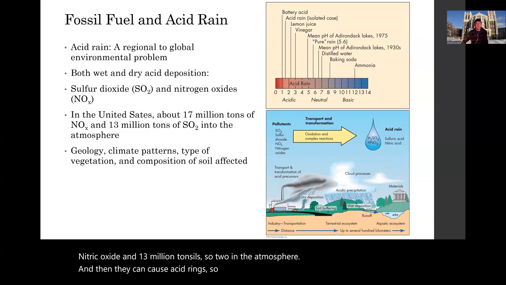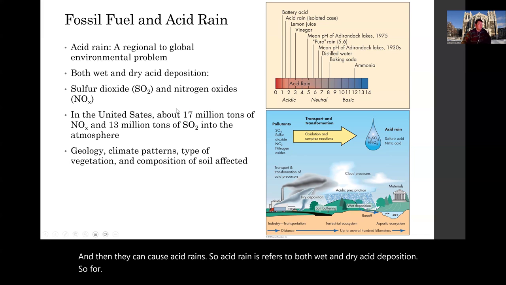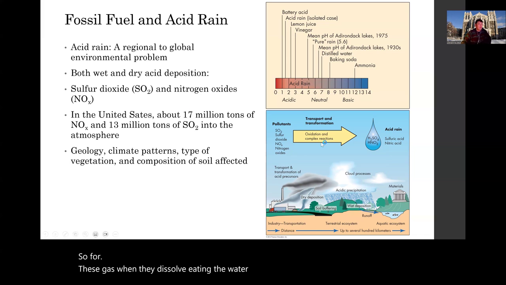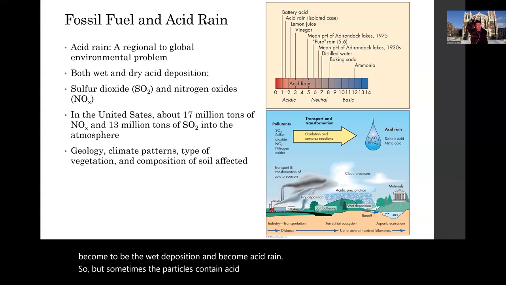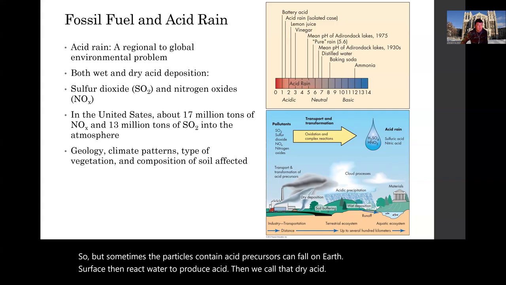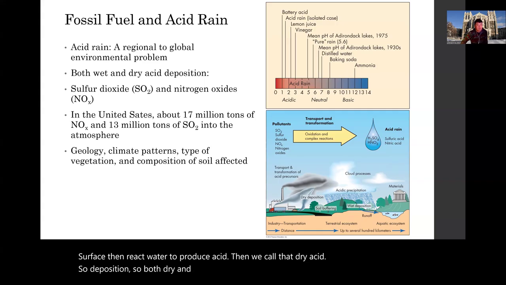So acid rain refers to both wet and dry acid deposition. When these gases dissolve in water in precipitation, they become wet deposition and become acid rain. But sometimes the particles containing acid precursors can fall on Earth's surface, then react with water to produce acid. Then we call that dry acid deposition. So both dry and wet acid deposition are called acid rain.